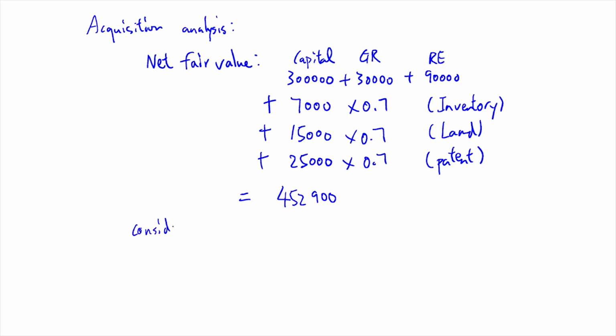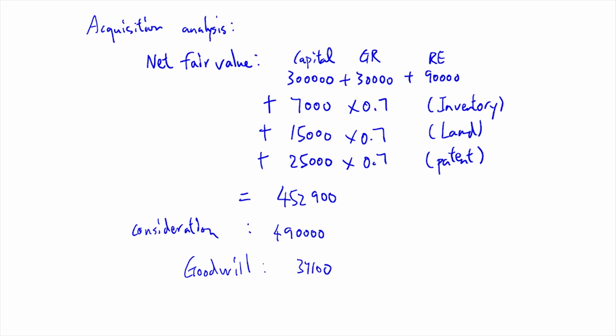So we're going to write down consideration, and there is 490,000. And the final step of the acquisition analysis is to compare that with the net fair value. As you can see, the consideration is higher than the fair value. As a result, we're going to have a goodwill of 37,100.